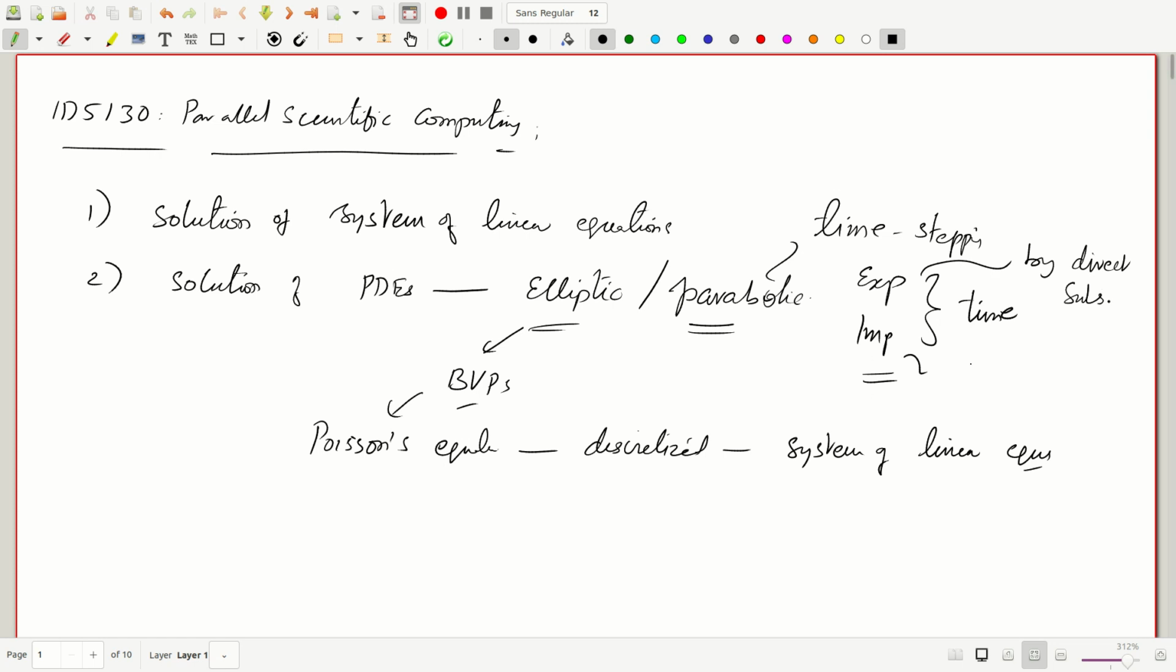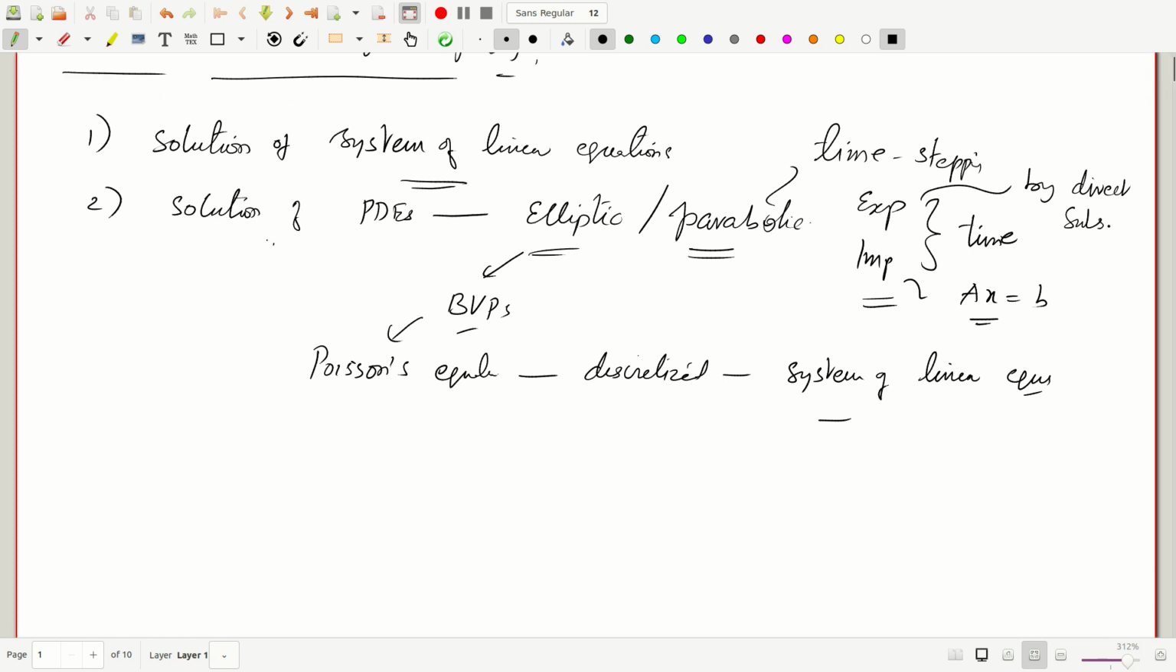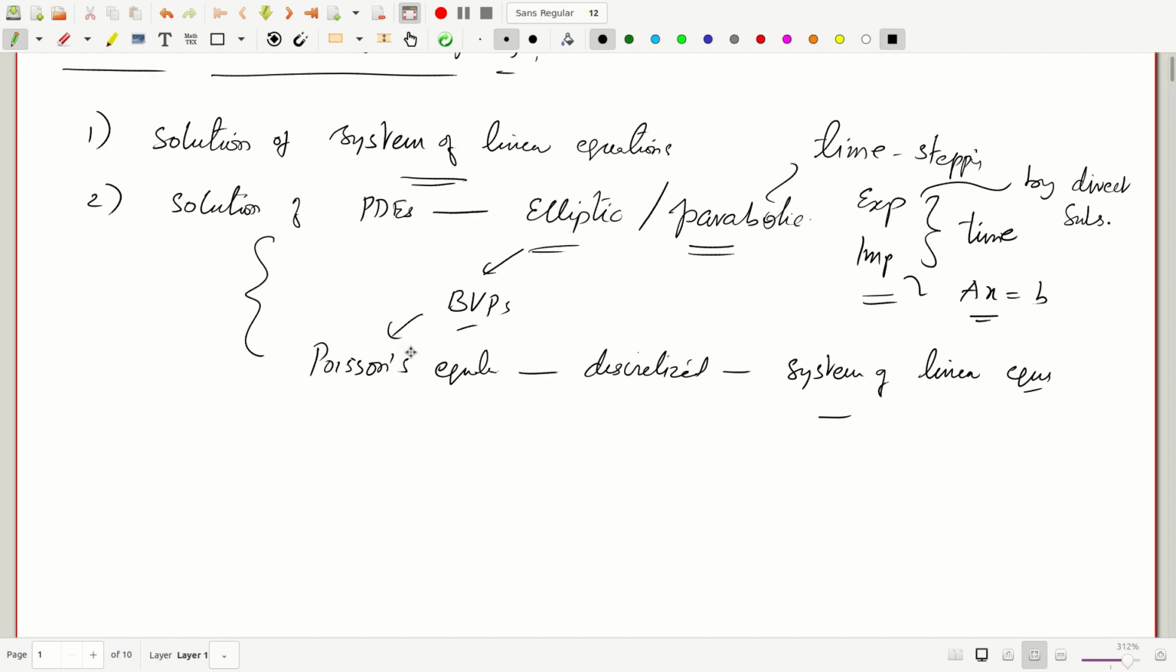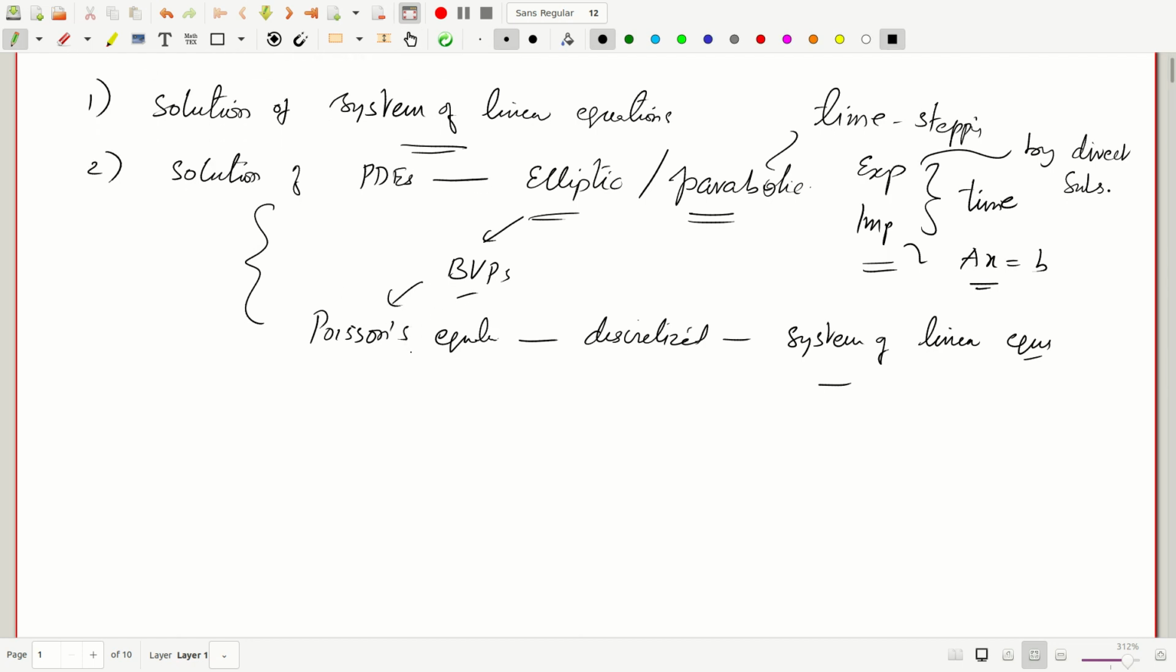If it is implicit, again we end up with a system of linear equations. So essentially today's discussion about all these things boils down to how do we solve a system of linear equations. Some of this material we have already covered in the numerical methods for OpenMP. When it comes to the solution of a system of linear equations, AX equals B, where A is a matrix, X is the unknown vector, and B is the known right hand side vector, and the coefficient matrix is also known, we have to calculate X.